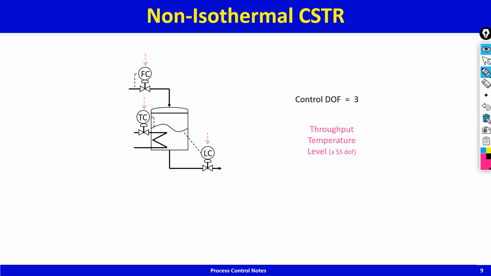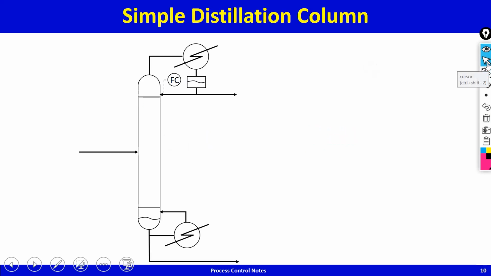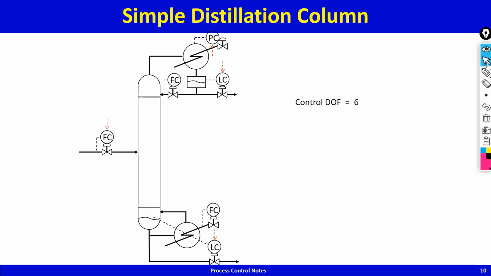Now let's come to, I think maybe the next one would be a distillation column perhaps. Yeah, it's a distillation column. So in this distillation column, the flow control is there, it should not be there, but that's okay. So there are 1, 2, 3, 4, 5, 6 control valves. So control degrees of freedom is 6.